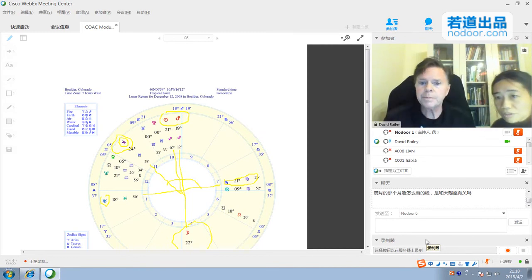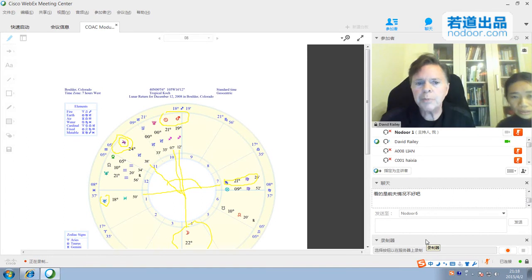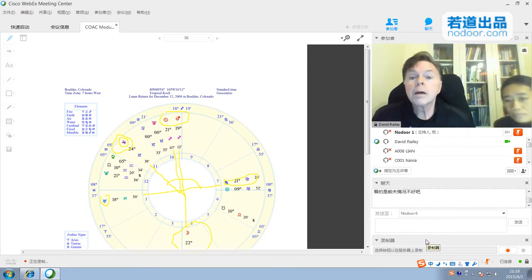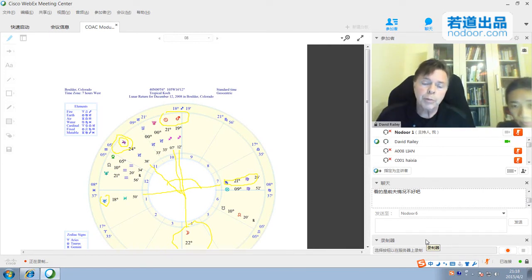Okay, so I see some comments or questions over here. First, they ask about the orbs of a lunar return chart. I would say don't get hung up on orbs. Use the same as you do in a natal chart. And just remember the same thing as in the natal chart: the closer the aspect, the more significant it is.